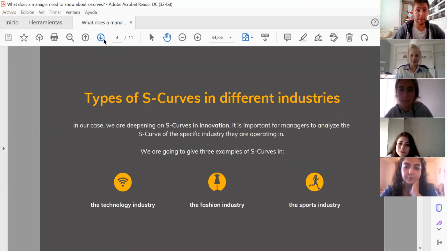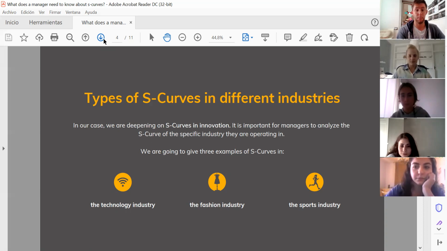Thanks a lot, Pia. As she said, our main interest is showing you how important S-curves are in innovation, and mostly making you notice how important it is for managers to analyze the S-curve of the specific industry they are operating in. For this reason, we are going to show 3 examples of S-curves operating in the technology industry, in the fashion industry, and in the sport industry.